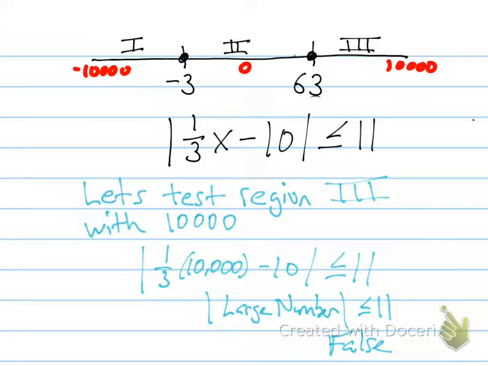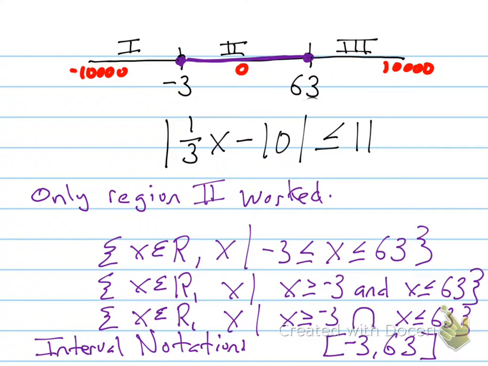Now let's go to region 3. For region 3, I'm going to pick 10,000. If I put 10,000 in for x, I'm going to get 3,333 positive. If I subtract 10, that for sure is not going to be less than 11, is it? Think about that again. A large number, the absolute value, it is not going to be less than 11. It's going to be false. So region 3 does not have any x's that will work. What I found was that from negative 3 to 63 is the solution set.